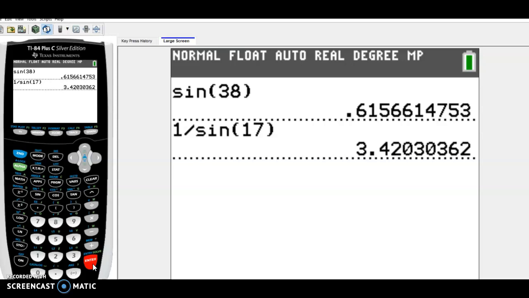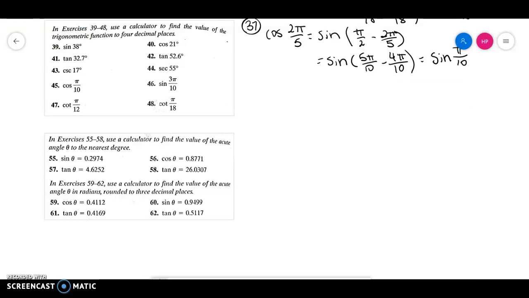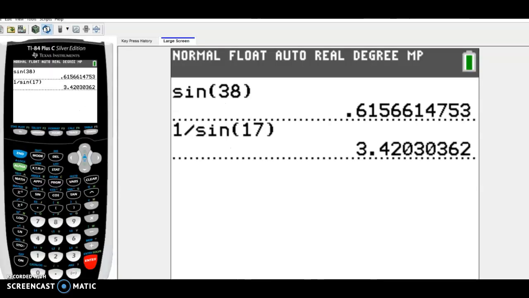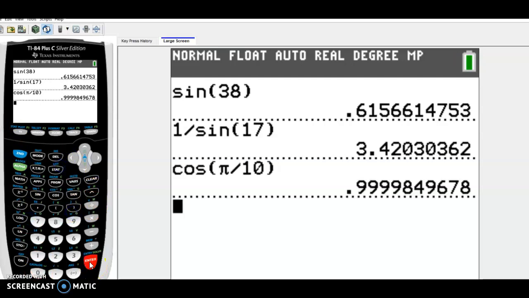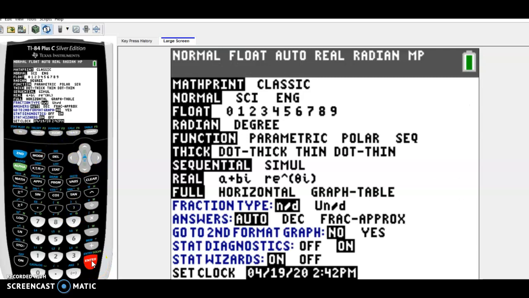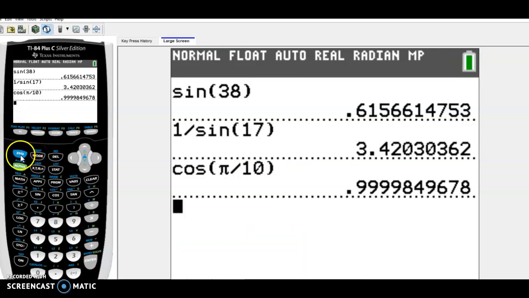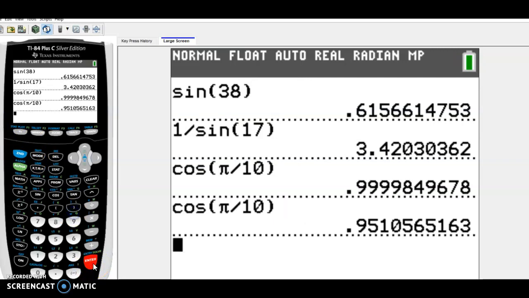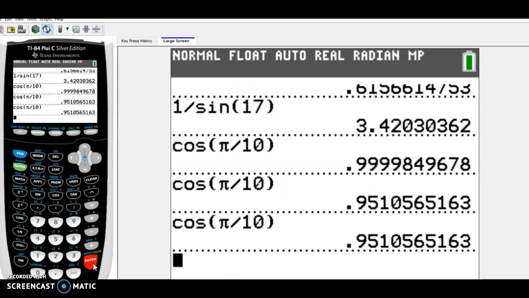Whenever I switch gears to radians, so something like 45 through 48, the same thing will happen when I look at my cotangent. I'll have to do 1 over the tangent, but the cosine of pi over 10 in degrees is not the same thing that it is in radians. So if I look at the cosine of pi over 10, knowing that my calculator is in degrees, which again I can see from up above, it gives me this answer. If I go to my mode and I change my calculator to radians, because pi over 10 is a radian measurement, and I again do the cosine of pi over 10, I end up with a different answer.